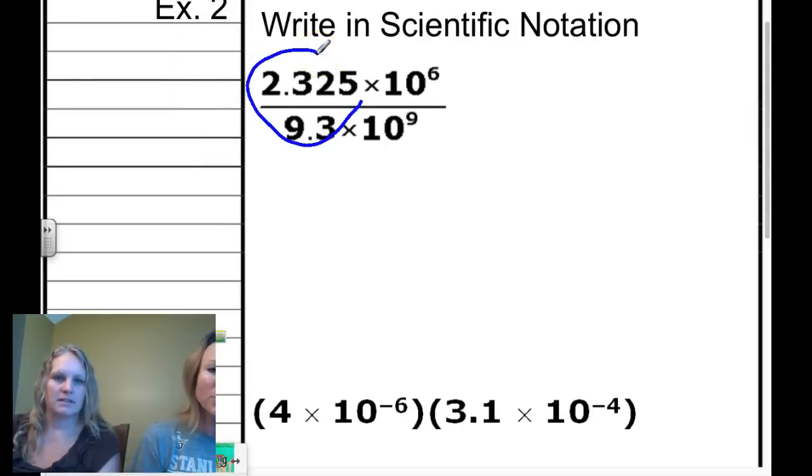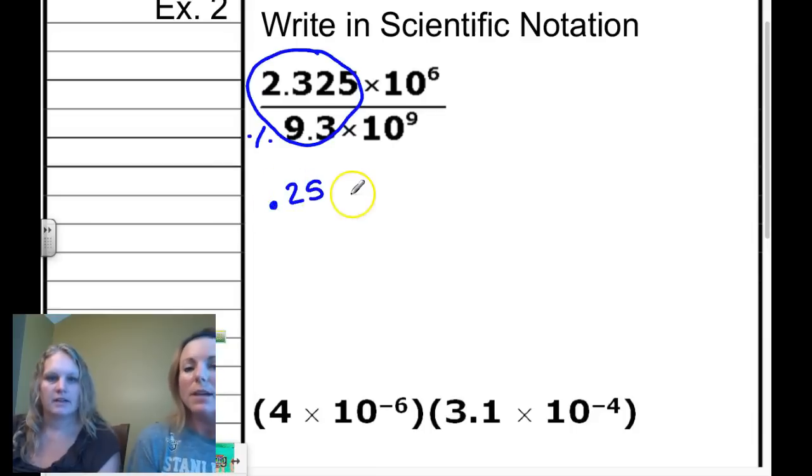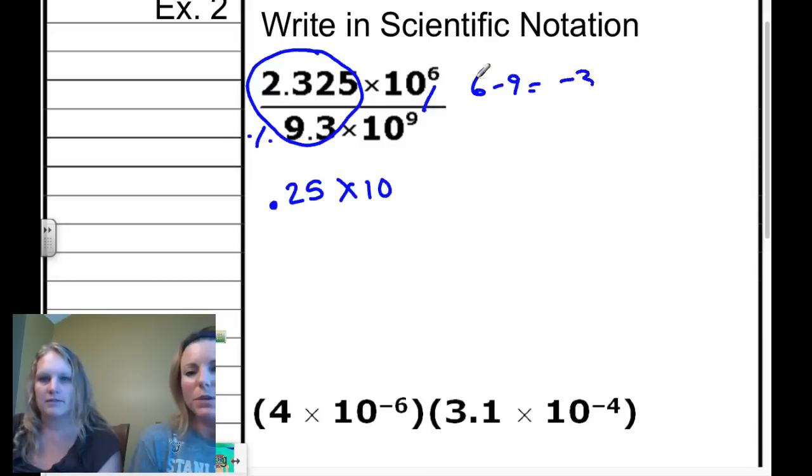So we're going to do 2.325 divided by 9.3, which is 0.25. And we have times 10, and we'll subtract the exponents, so 6 minus 9 is negative 3. So negative 3.